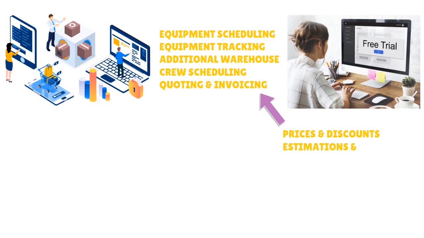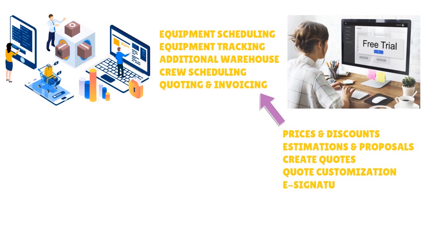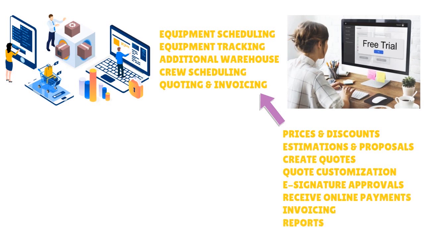You have estimations and proposals. You are able to create quotes. You have quotes customization, e-signature approvals. You are able to receive online payments, invoicing, for example. And for crew scheduling, you have a certain category in terms of essential, standard, and pro.